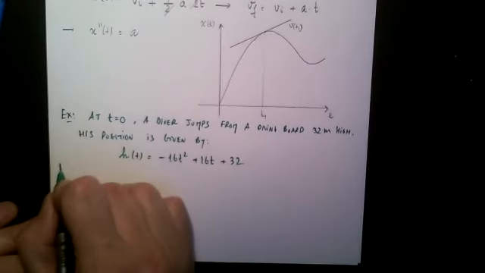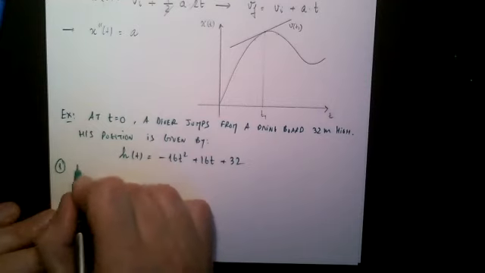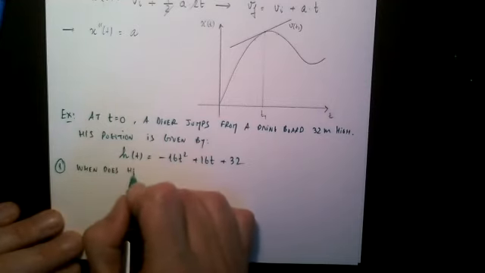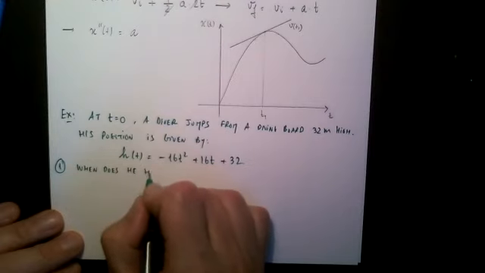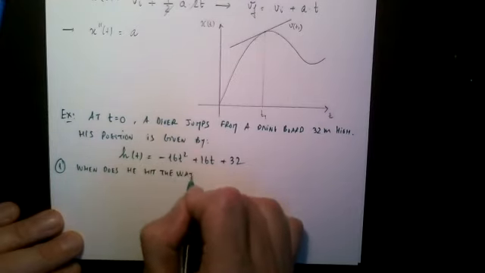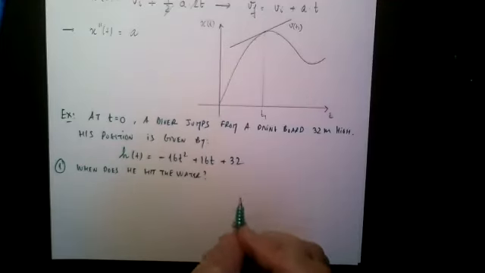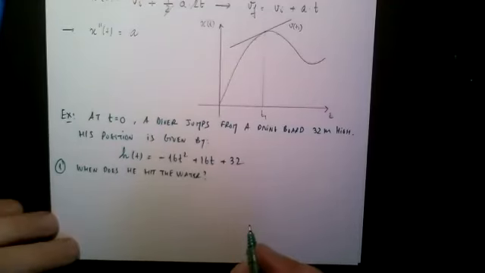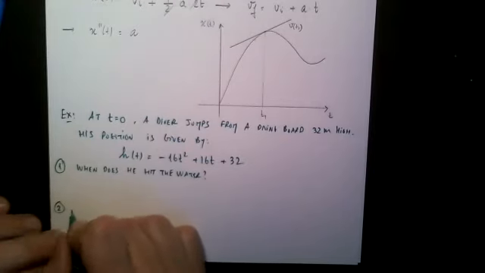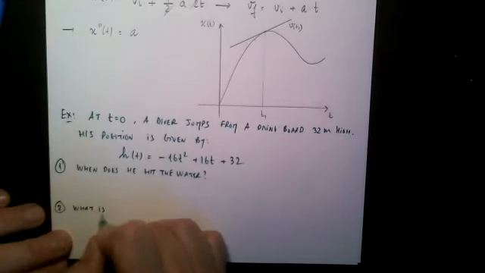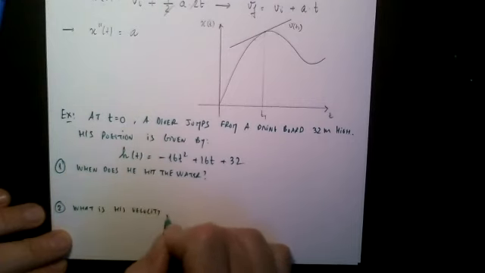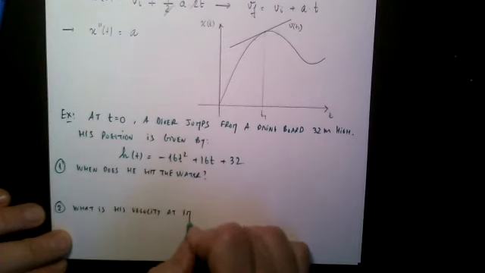Question 1: when does he hit the water? H is equal to 0. H is equal to 0, very good. And question 2: what is his velocity at impact? So basically when he reaches the floor.